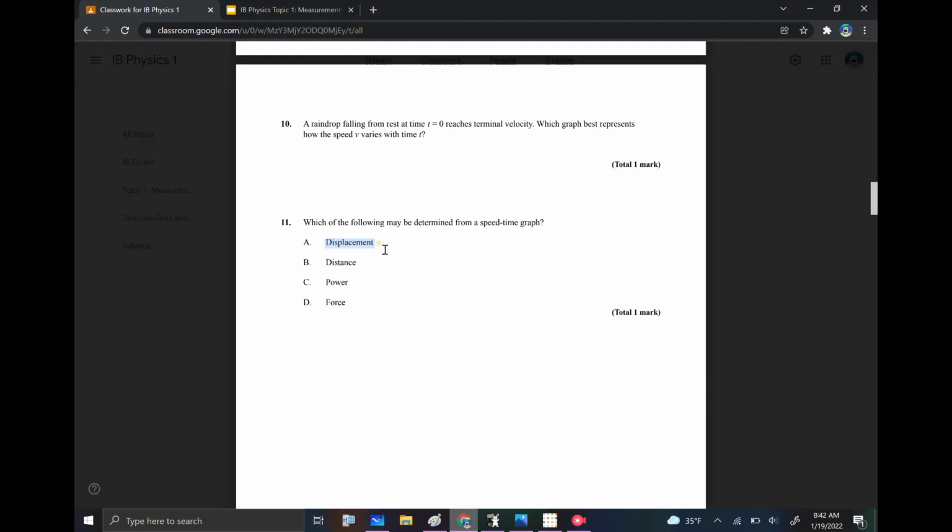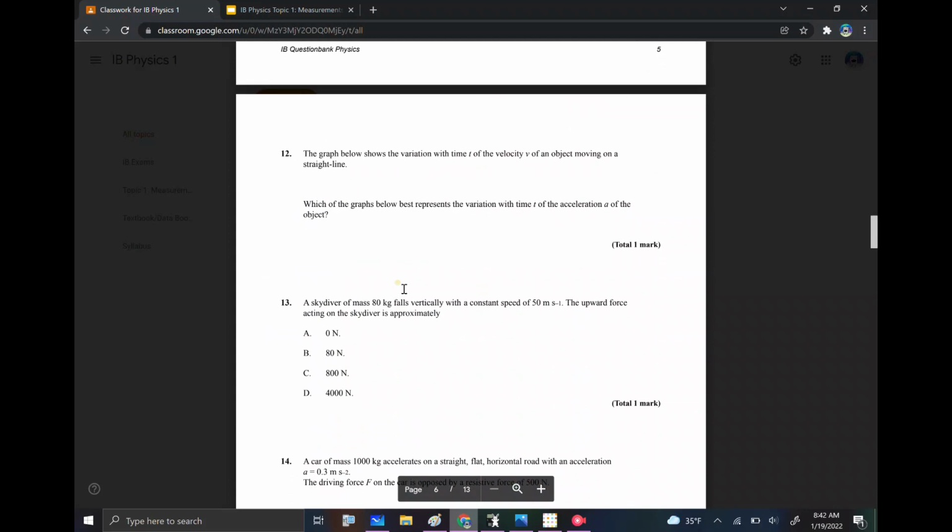Displacement is different. Displacement is a vector, right? It has direction, which means I need to use a vector to find it. So I would need a velocity versus time graph. B, distance, right? I'm using a speed time graph, so I can find the scalar quantity because speed is a scalar. I can use a scalar to find a scalar. I can use a vector to find a vector. So 11 is going to be distance. Power, again, is force times velocity, so it doesn't matter for us. And force, I don't know how you would get that out of this. Unless you do the math, maybe.